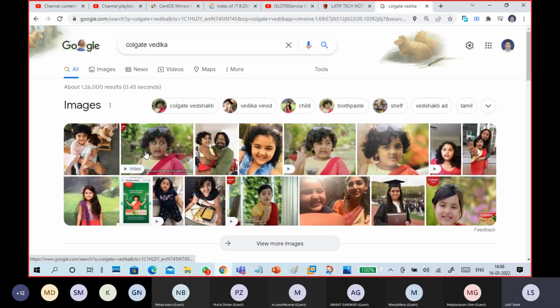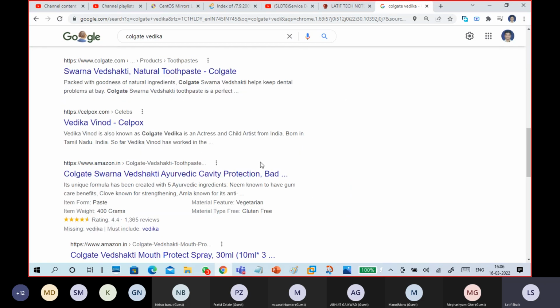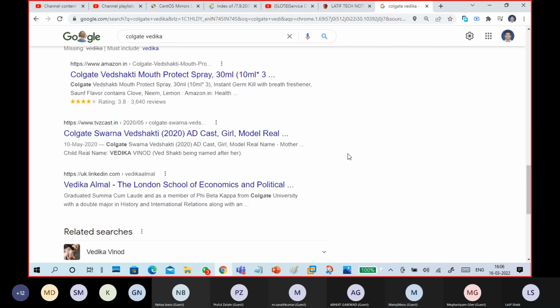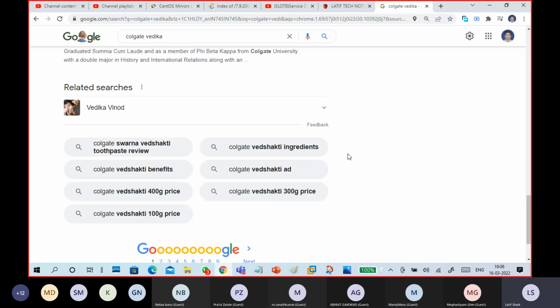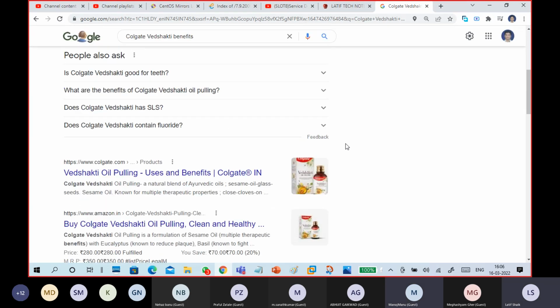This is an advertisement. That's Ved Shakti, her name is also Vedika. Ved Shakti Ayurvedic cavity protection. So non-Ayurvedic, Vedic, Ayurvedic, then Swarna Vedic. So these many are there. See, ear business, mouth business, face business. A brand of Colgate's.